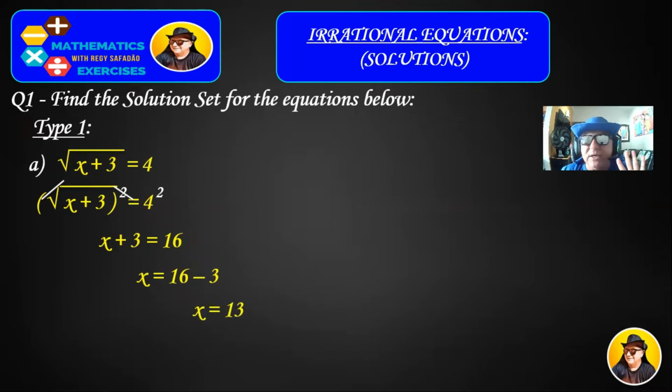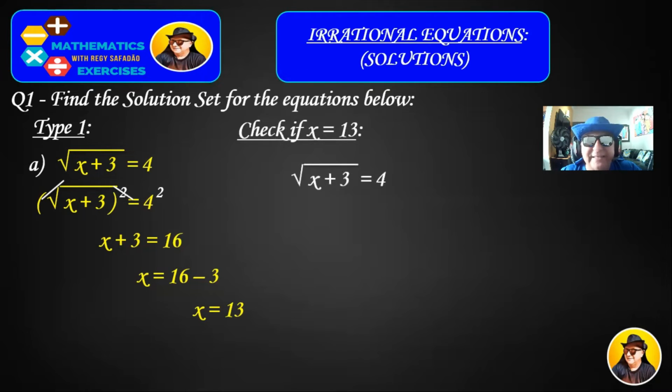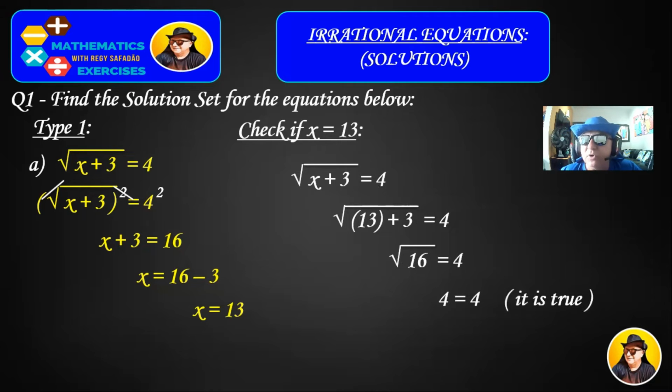So x is 13. Well, it is supposed to be 13, because before giving the solution set, we have to check if it is really an answer. Let's check if x is really 13. It's easy. We have to replace the supposed value of x, that is 13, in the equation. We have that the square root of 13 plus 3 is equal to 4. Well, 13 plus 3 is 16. So the square root of 16 is 4. Really? So 4 is equal to 4. It is true. And if it is true, we can give the solution set. So the solution set is, now I am sure, 13. Okay, so far so good.